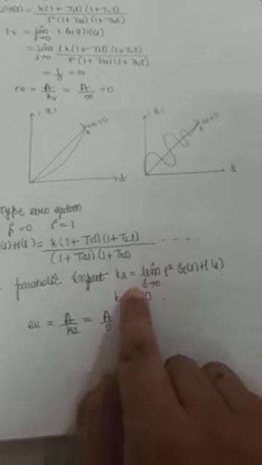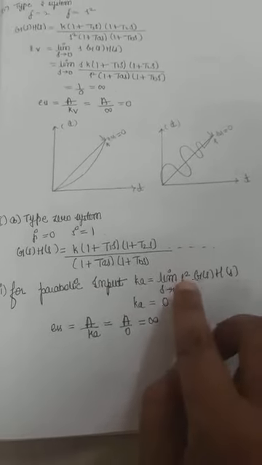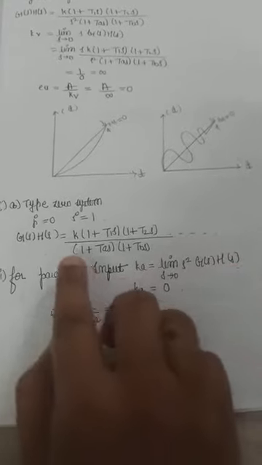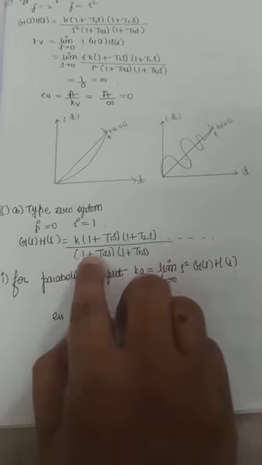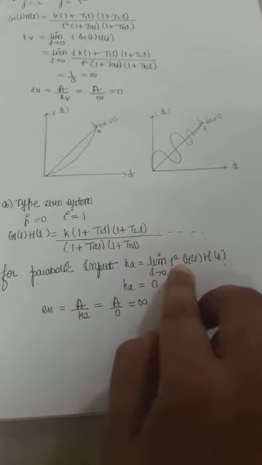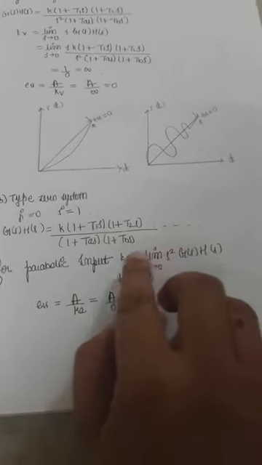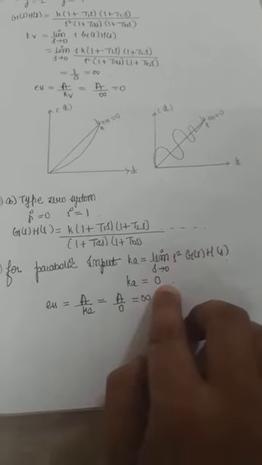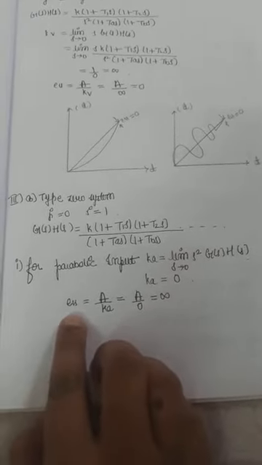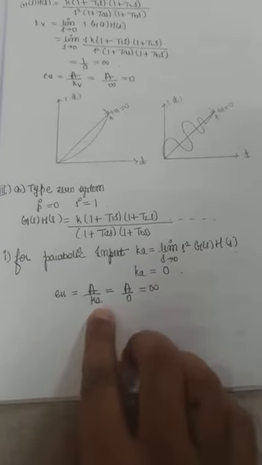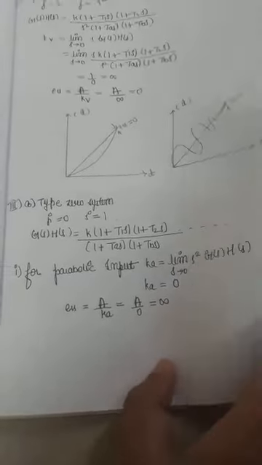So K, we have derived from the previous class, K is equal to limit s tends to 0 of s square G(s) H(s). For type 0, again you substitute the value of G(s) H(s). In the numerator you will get s square, and as limit s tends to 0 the entire term will be 0. So you will get K is equal to 0. Again, you have derived the expression for parabolic steady state error, ess is equal to A divided by Ka, A divided by 0 is again infinity.